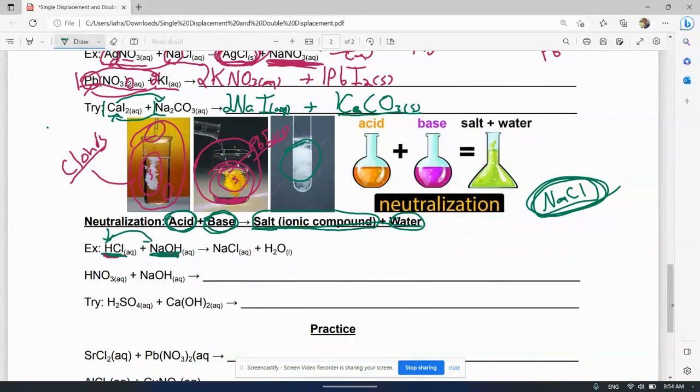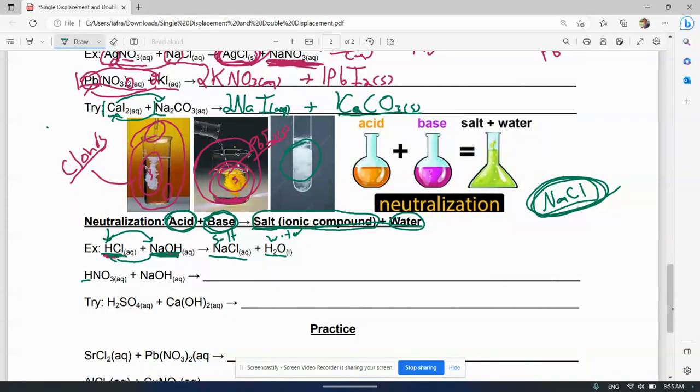Then what happens is the H will switch spots with the metal. So it's almost like metal switching spots again. And so the Na will go with the Cl to make NaCl. This is your salt. And the H goes with the OH to make your water. This is water. And so that is an acid-base reaction, which is also a double displacement. So we'll try one more together.